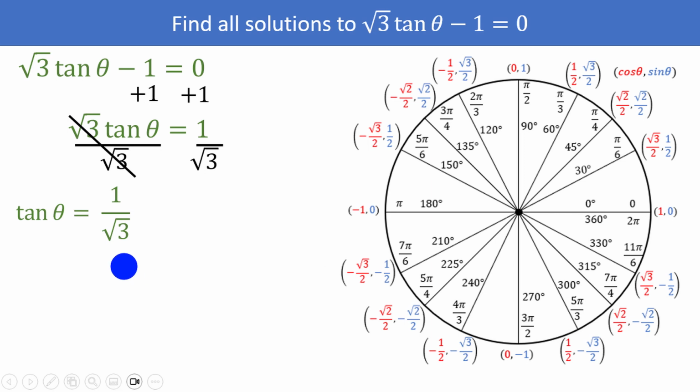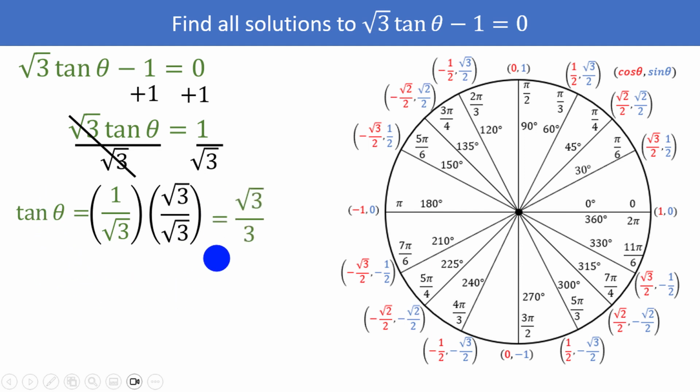This might not look like a common value for tangent, but if we rationalize the denominator by multiplying by the square root of 3 over itself, we will get that tangent of theta is equal to the square root of 3 over 3. Now this should look like a familiar value for tangent. This is pi over 6. Tangent of pi over 6 is equal to square root of 3 over 3. If you're unsure, take the y-coordinate at pi over 6 and divide by the x-coordinate, and you will indeed get the square root of 3 over 3 once you simplify.